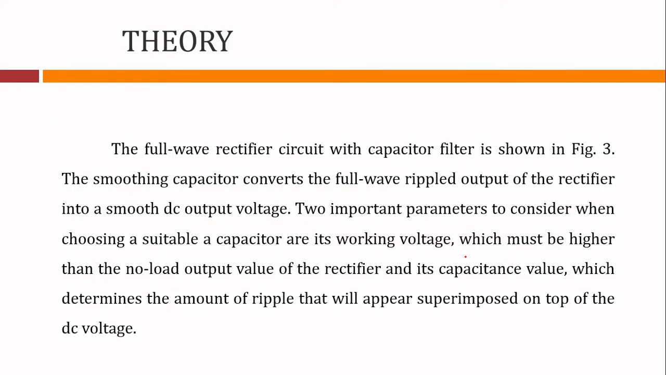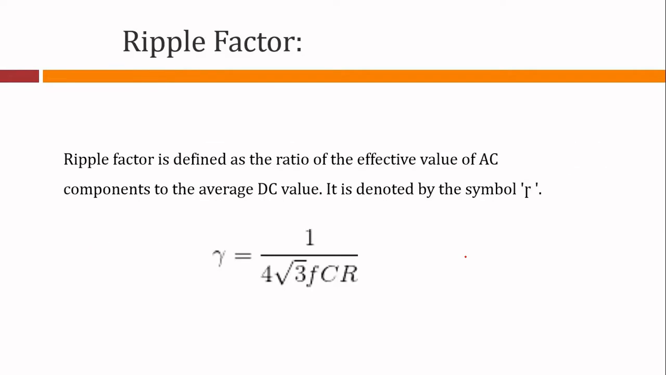Here is the theory. You can pause the slide and go through it. So this is the equation that we were discussing so far. The ripple factor is defined as the ratio of the effective value of AC to the DC. So typically, to reduce the ripple, that means we have to have a lower value of r, so we have to increase the value of C.